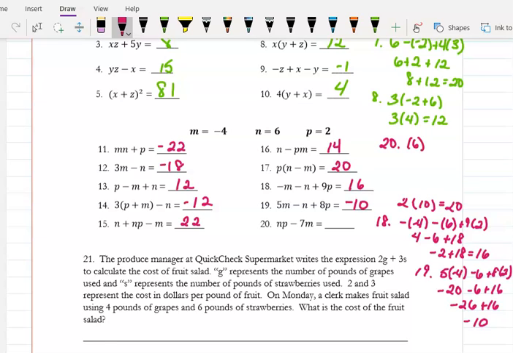Okay, so number 20, we have 6 times 2 minus 7 times negative 4. So 6 times 2 is 12. 2 negatives becomes positive. 7 times 4 is 28. And if we add 12 and 28, we get 40. Okay, so now we're ready for those word problems, I hope. Just scroll down a little bit more.